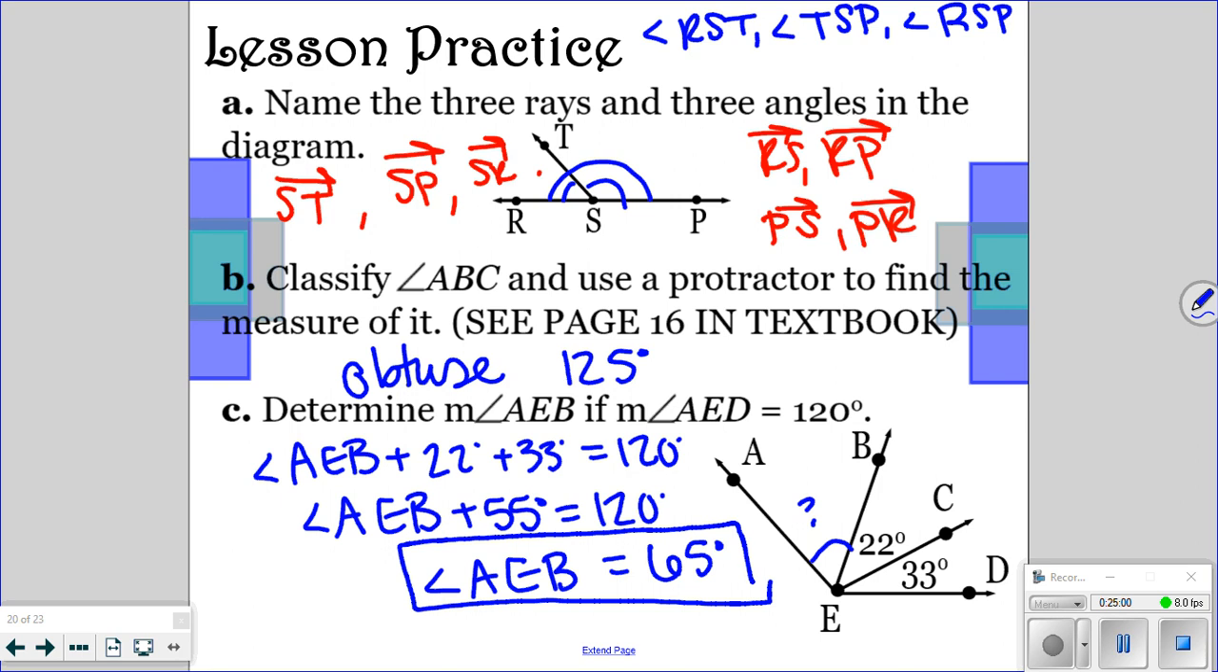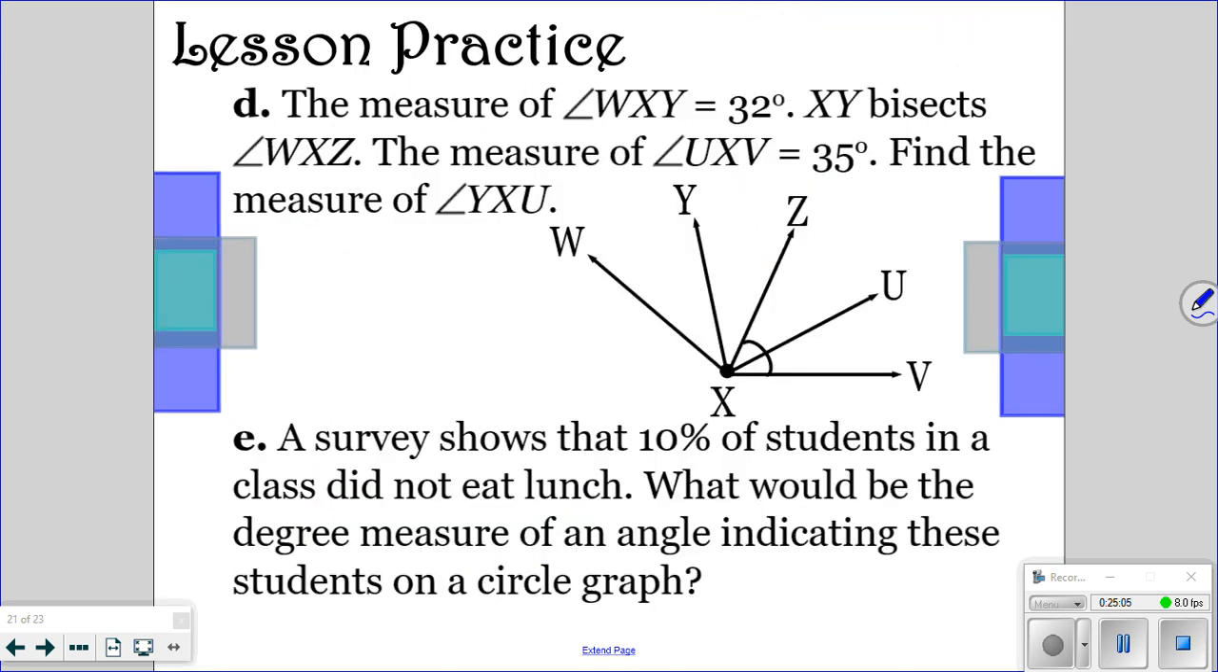So hopefully you were able to get most of those correct by yourself. We're going to look at 2 more practice problems. So y'all pause the video and try these, and then unpause it and I'll go over them.